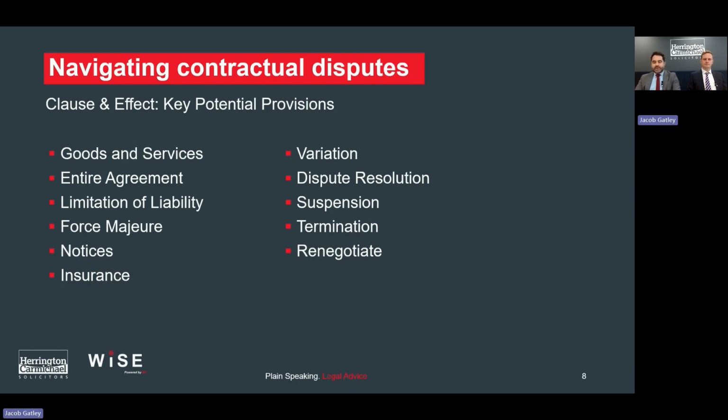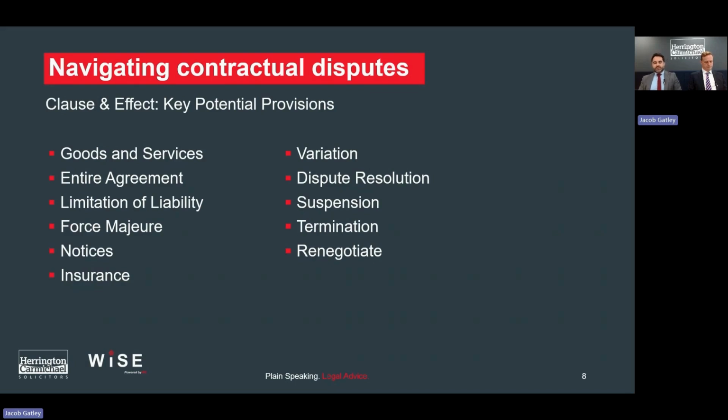This next section is regarding what I've aptly called clause and effect, key potential provisions. So you've prepared the contract, you've got the deal over the line. What terms should you look out for in the contract if there is a dispute or a potential dispute? We will briefly highlight some of the key contract terms which may be relevant to you, and that may assist when considering the next steps and hopefully give you some sort of prompts to try and resolve the dispute.